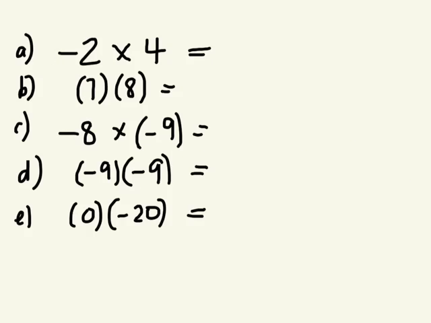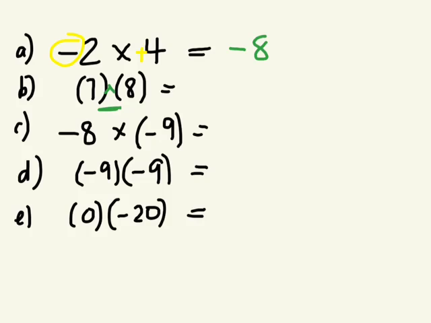Okay, so we're going to look at a few examples. So you always want to look at the signs. We have a negative, and if there's no sign, we know it's automatically positive, right? So a negative times a positive is a negative, and then you just look at the numbers. 2 times 4, 8.